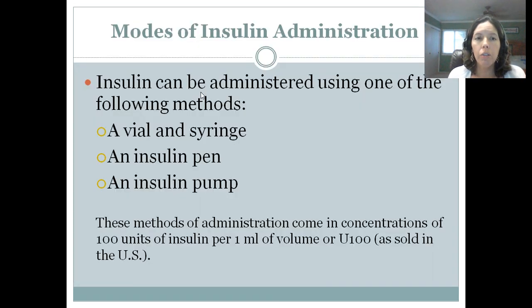So, as nurses, we must be aware of the modes of insulin administration. Insulin can be administered using one of the following methods: a vial and syringe, an insulin pen, or an insulin pump. In the United States, these methods of administration only come in one concentration, which is 100 units of insulin per 1 milliliter of volume, or you might see it written as U100.